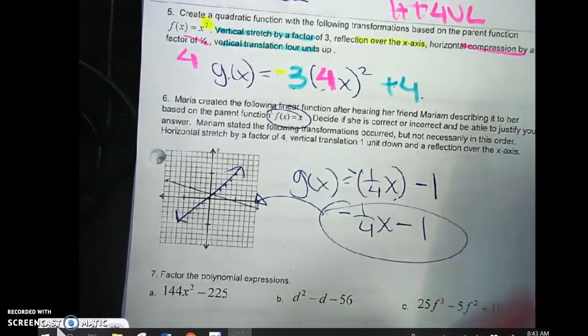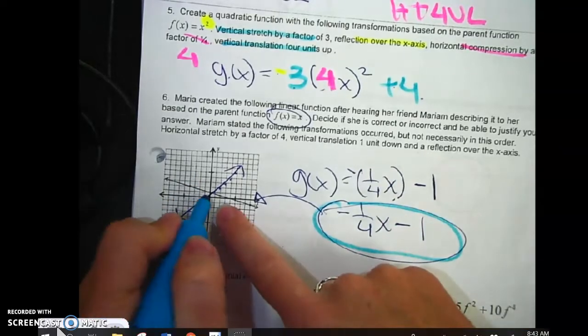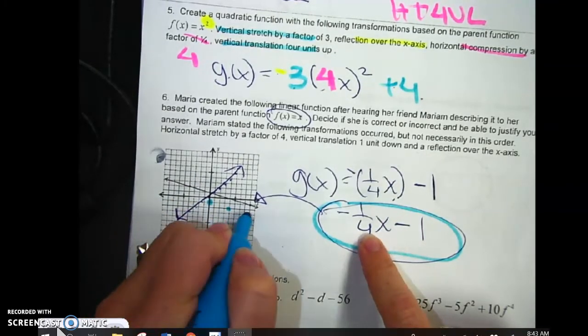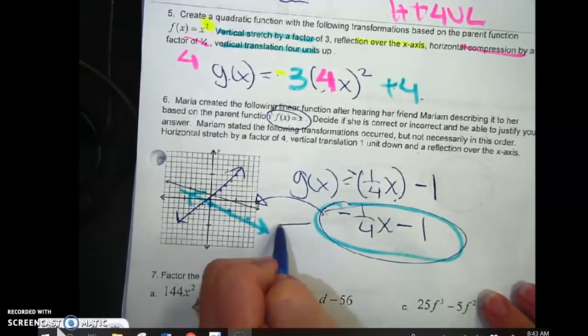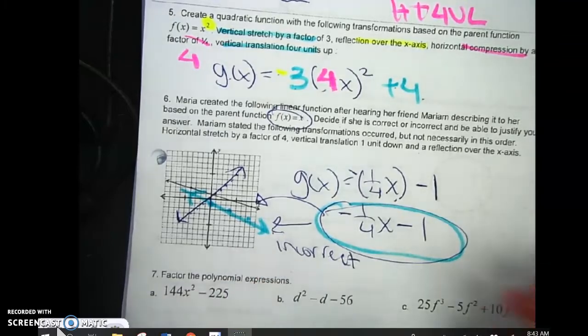So if I was to take this and graph it, justify if she's correct or not. So one way I could do is I could go down 1, right 4, down 1, right 4. And I could show that she is incorrect this way because you graphed it.